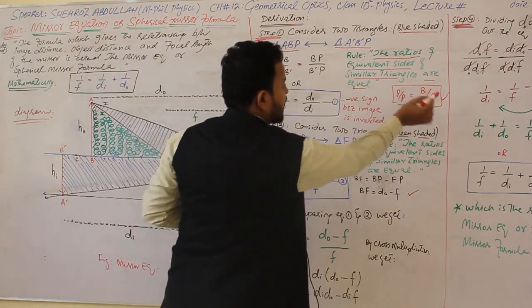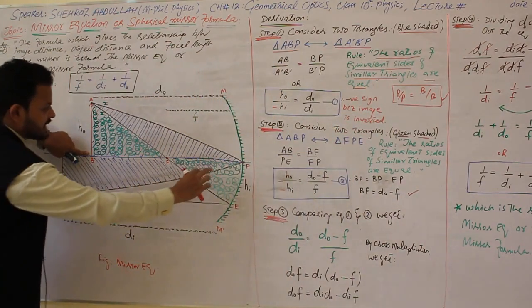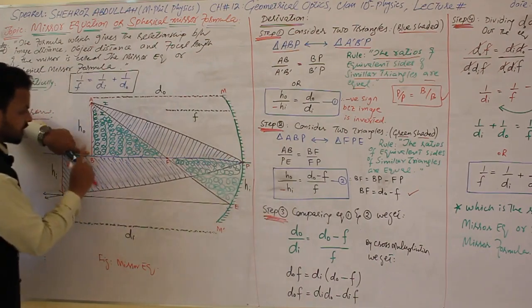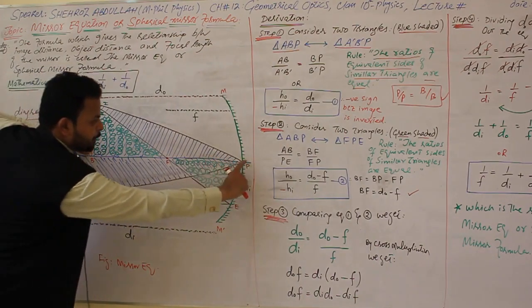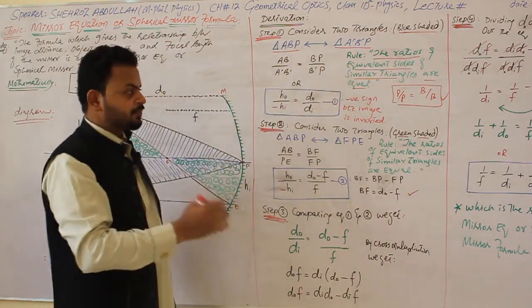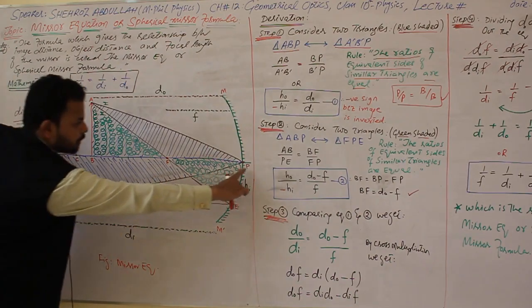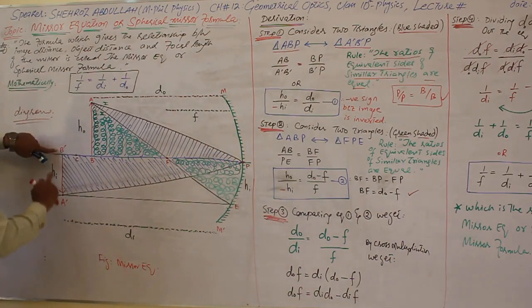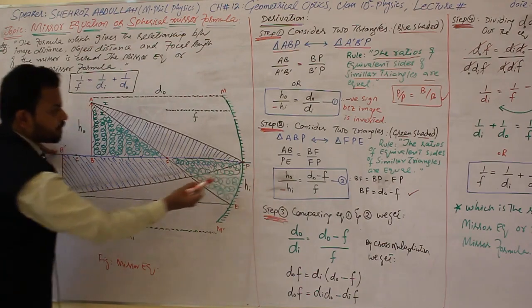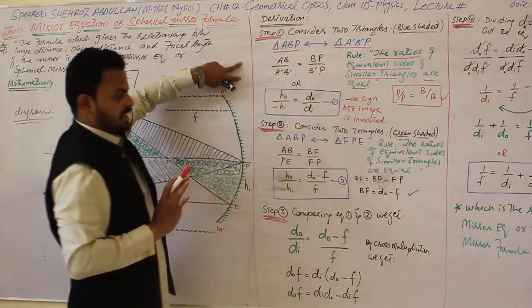Now the base to base ratio we are going to take. In the first triangle, BP is the base, so let me write BP over here. In the second triangle, what is the base? B dash P is the base. Let me write B dash P over here.